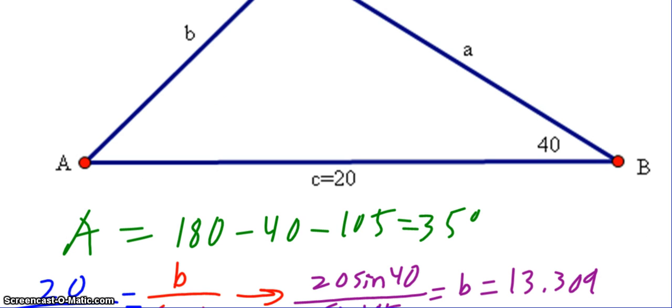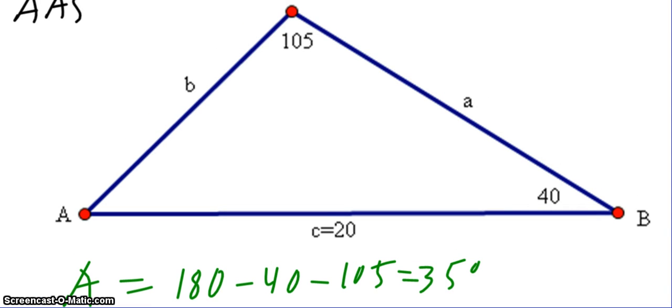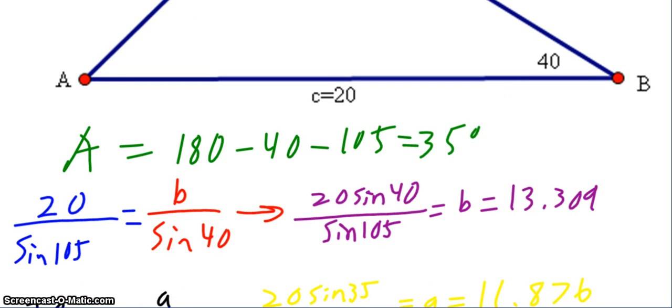Alright, so what I chose to do first here is find angle A. To do that, we just use our relationship that all of the angles in a triangle add up to 180. So I know angle A is 180 minus 40 minus 105, which is 35 degrees. You did not have to do that first. Then I chose to find side B. So I know side C is 20, angle C is 105. So 20 over the sine of 105 equals B over the sine of 40. Multiply by the sine of 40, and I get B equals 13.309 from my calculator.